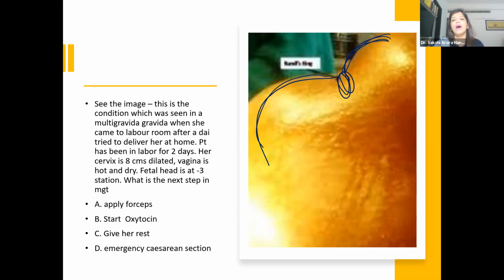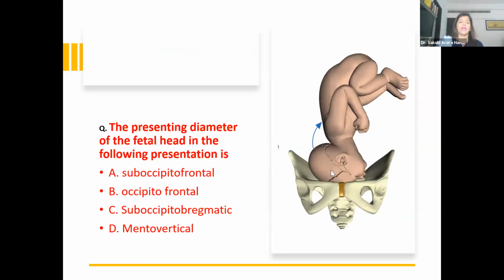So I have told you how to rule out all these options, because these type of questions are not just image-based questions. They are very clinical questions also. And this time we expect a lot of clinical questions also to come in your MCI exam. Okay. Now the next image is: the presenting diameter of the fetal head in the following presentation is.